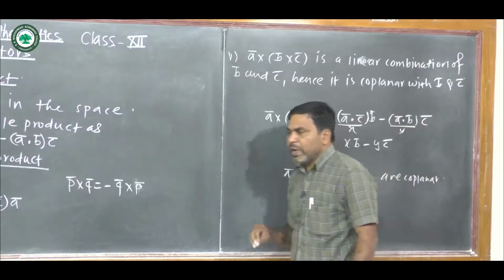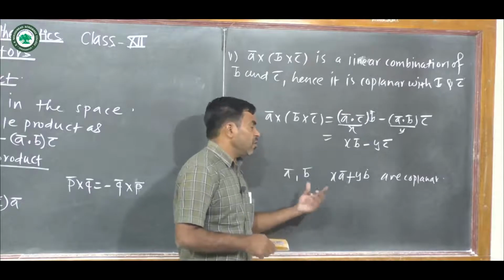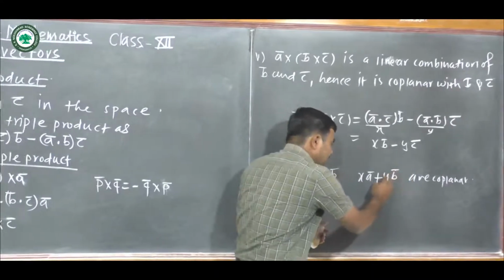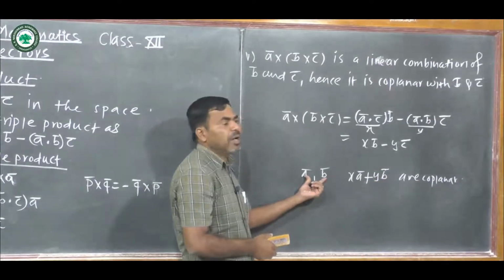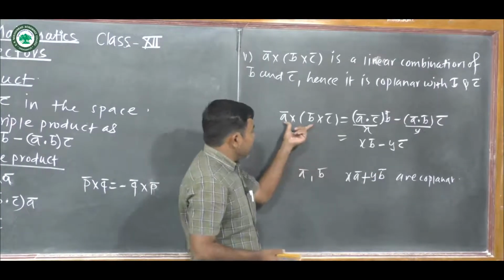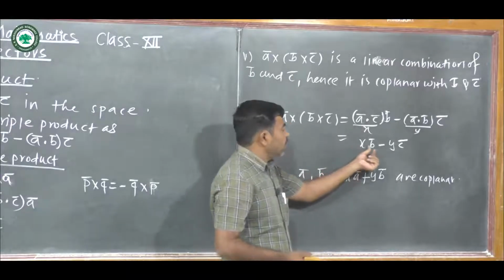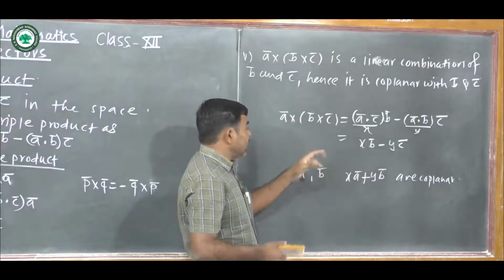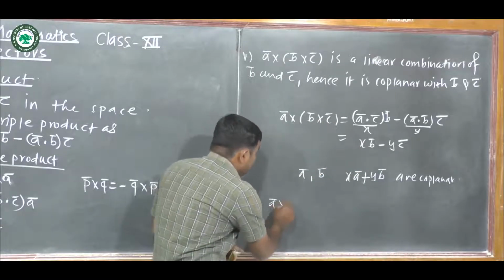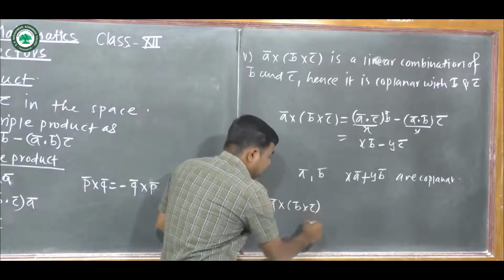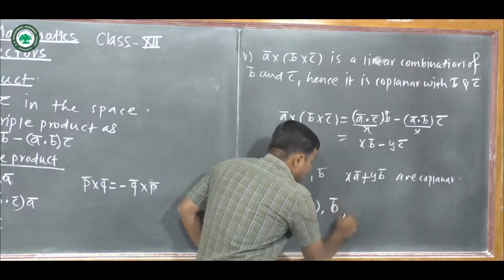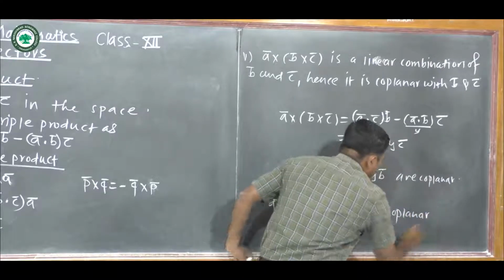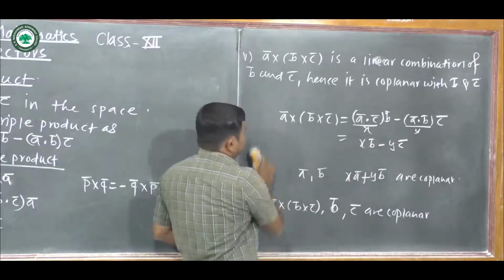If we have two vectors A bar and B bar, then the linear combination of these two vectors, that is X into A bar plus Y into B bar, is coplanar with A bar and B bar. So here this vector triple product is a linear combination of B bar and C bar, so it is coplanar with B bar and C bar. It means that the vector A bar cross B bar cross C bar and B bar, C bar are coplanar. So this is the fifth property.